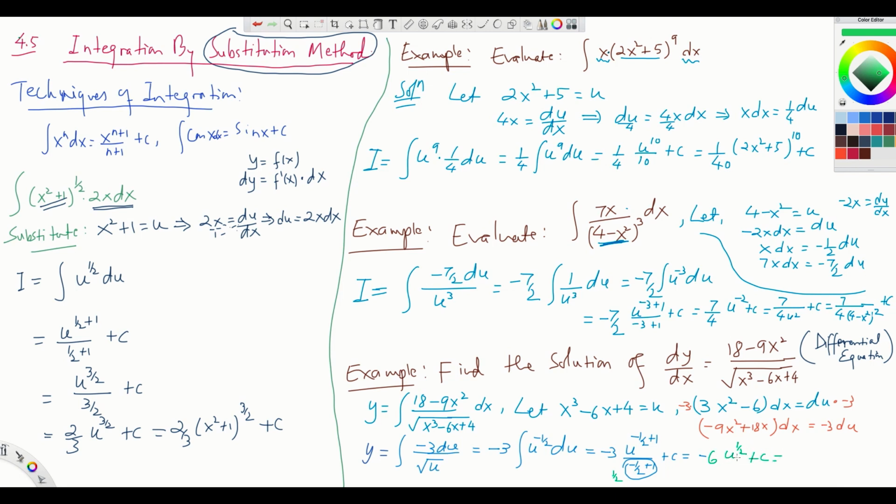So now plug in the value of u. What is our u? u is that quantity, right? So let me plug that in. Negative 6, and then write down that. You can write in the root form because 1/2 is the square root. So x cubed minus 6x plus 4, right? And then the power 1/2 is the root. By the way, this root is like this, so this is not the 6th root, okay? So this is 6 times that thing, and then plus c. This is what you get as the final answer for this problem.